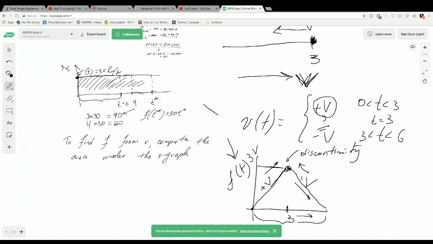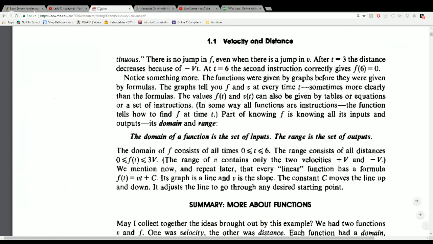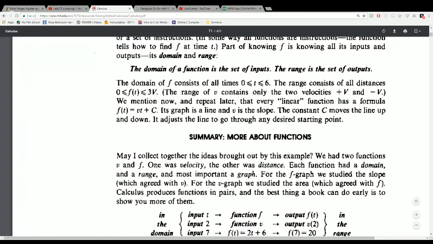And the smallest displacement here, if I stop at time 6, is of course 0. I'm never falling below the x-axis, so my range, my possible outputs, are from 0 to 3v. So that's inputs and outputs of a function. And here we see that 0 to 3v is my range, 0 to 6 is my domain.